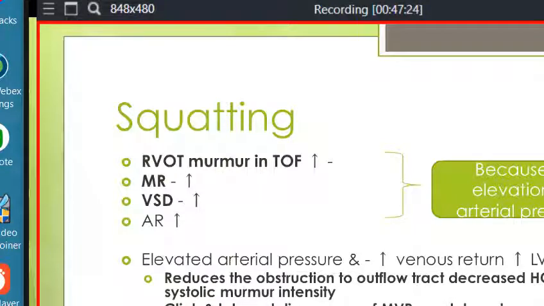The RVOT murmurs increase in intensity because of increased afterload in the aorta, and the mitral regurgitation murmurs increase, the ventricular septal defect murmurs increase, and the aortic regurgitation murmurs increase. Similarly, the elevated arterial pressure and the increased venous return increase the LV size, reduce the obstruction to the outflow tract, and decrease the murmur of HOCM. The click and late systolic murmur of mitral prolapse is delayed.